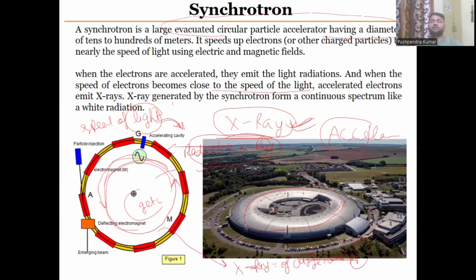So from here we can say that the X-rays generated from the synchrotron will be white radiation type, not the characteristic radiation. So this is all about the synchrotron and the synchrotron radiations, or the X-rays generated by the synchrotron.